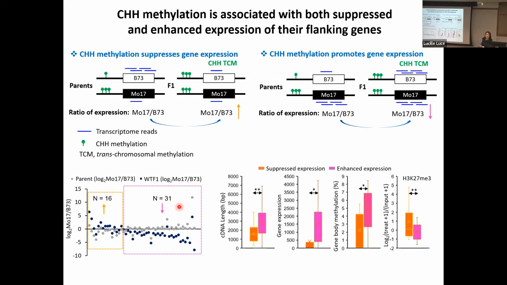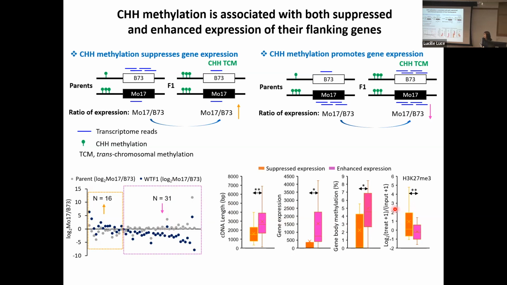We compared a lot of parameters, and we find that for these 31 genes, the second group, the gene length is significantly longer. And gene expression is also higher. And also gene body methylation is higher for these 31 genes.